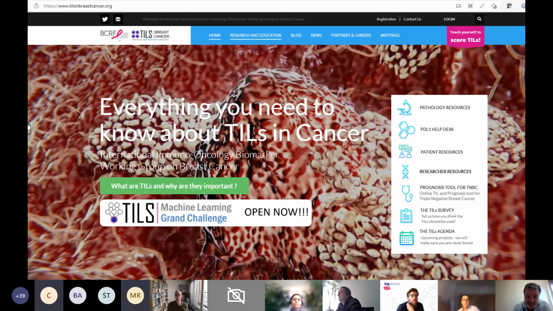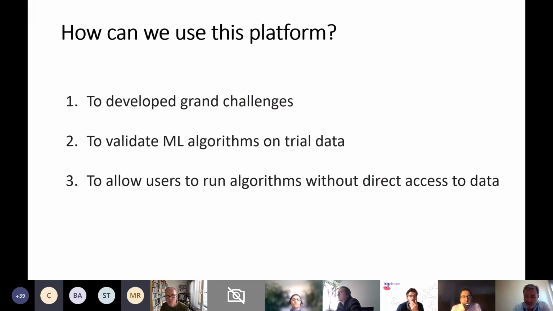This is the homepage of the TILS Working Group. We have opened 2 grand challenges. I'm nearly done. And we have developed together with Francesco Scampi a platform in which we can host clinical trial slides. So we have upgraded the security levels of that platform so that we can store centrally clinical trial slides. And we can use those slides to validate machine learning algorithms.